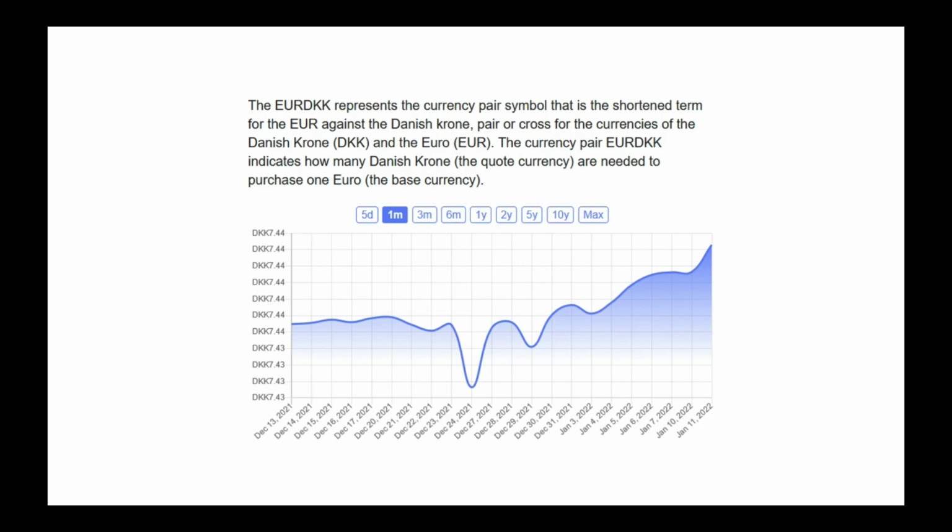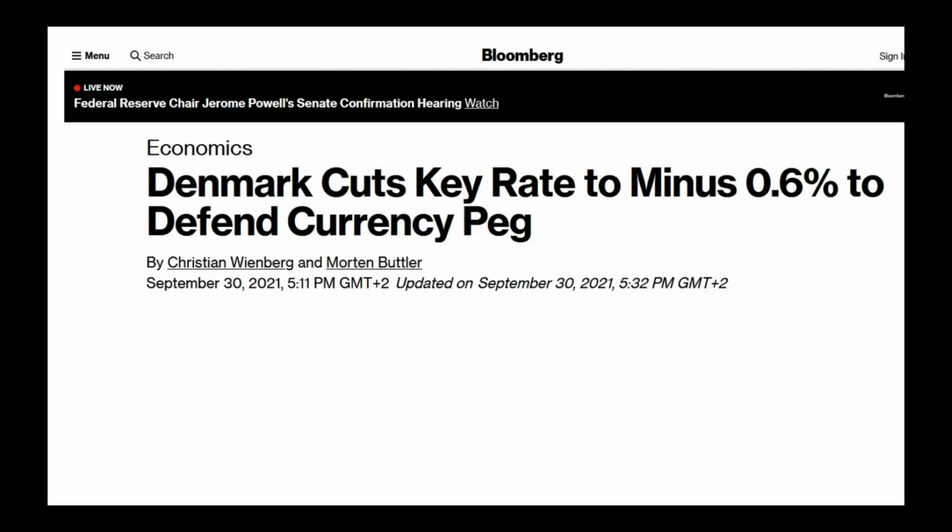And what is the most important thing, as you remember, we had the news. This is the first example. We had the news, as you can see, on September 30, 2021: Denmark cuts rate to minus 0.6%. So we have the example of September 30, 2021. There is news about an interest rate cut, and we know what happens when we have an interest rate cut. Usually the currency should go down, and Euro Danish krone should go up. And this is a very simple thing.